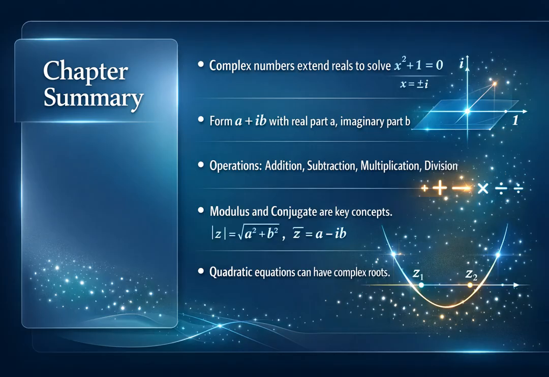In this chapter, we learned that complex numbers extend the real numbers to solve equations like x squared plus 1 equals 0. A complex number has the form a plus ib with real part a and imaginary part b. We studied addition, subtraction, multiplication, and division of complex numbers. The modulus and conjugate are key concepts. Quadratic equations can have complex roots when the discriminant is negative.